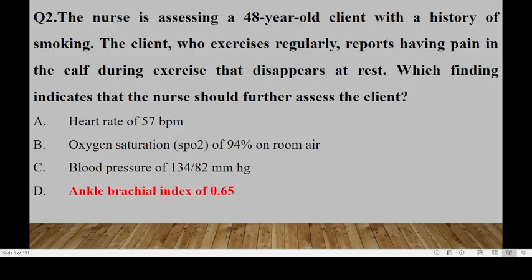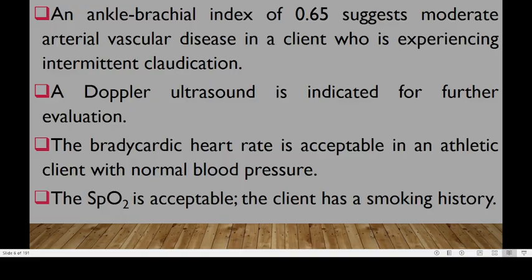The ankle brachial index of 0.65. This suggests moderate arterial vascular disease in a client who is experiencing intermittent claudication. A Doppler sound is indicated for further evaluation in this case. The bradycardic heart rate of 57 is acceptable in an athlete client with normal blood pressure. The SpO2 is acceptable. The client has a history of smoking.